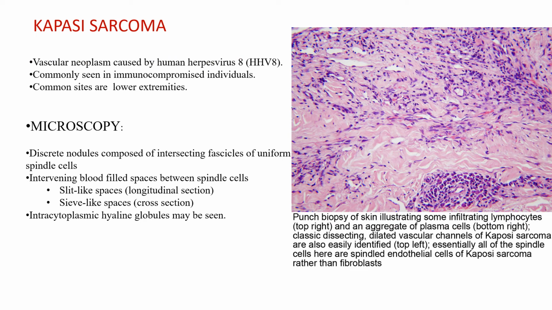Coming to third differential, that's Kaposi sarcoma. This is a vascular neoplasm caused by human herpes virus 8, commonly seen in immunocompromised individuals. Common sites are lower extremities, and microscopy shows discrete nodules composed of intersecting fascicles of uniform spindle cells, intervening blood-filled spaces between spindle cells, slit-like spaces in longitudinal section, as we can see here, sieve-like spaces in cross section, and intracytoplasmic hyaline globules may be seen.